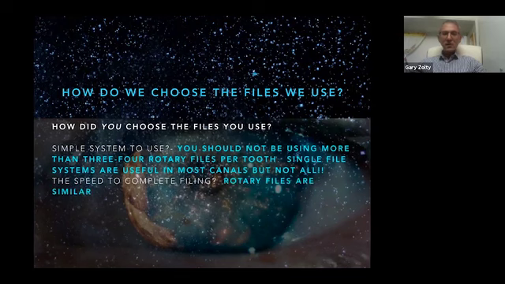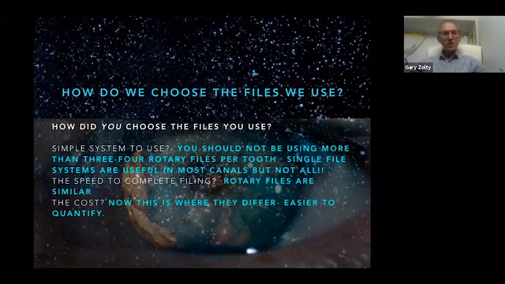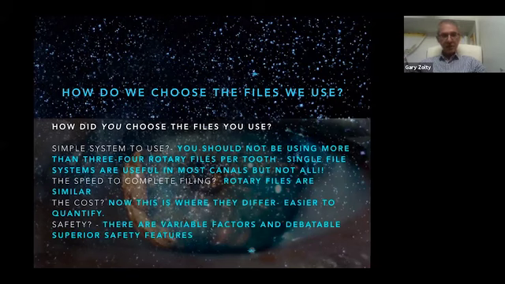The speed to complete filing, rotary files are all similar. They're running at between 350 and 500 RPMs. So maybe by passing it, the way you use them might take a little bit longer, but they should really take the same amount of time. So we can't really compare them. The cost, this is where they differ. This is easy to quantify. We'll look at that in a minute.